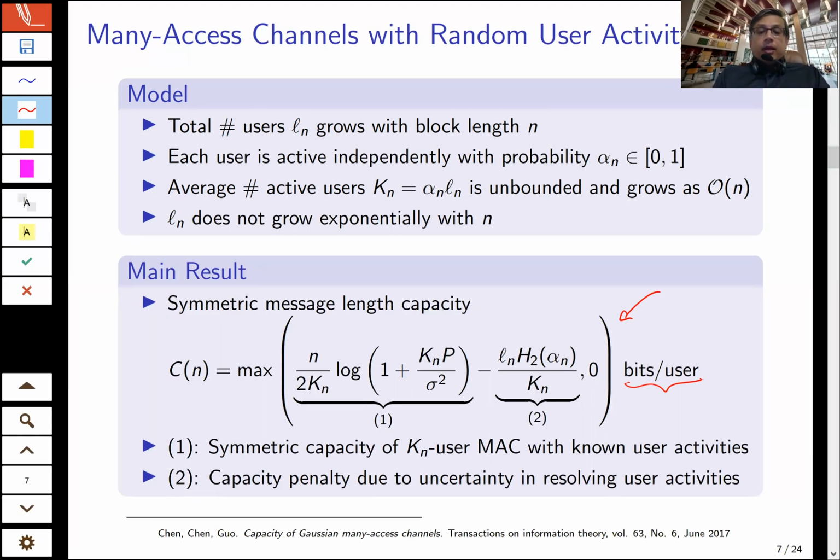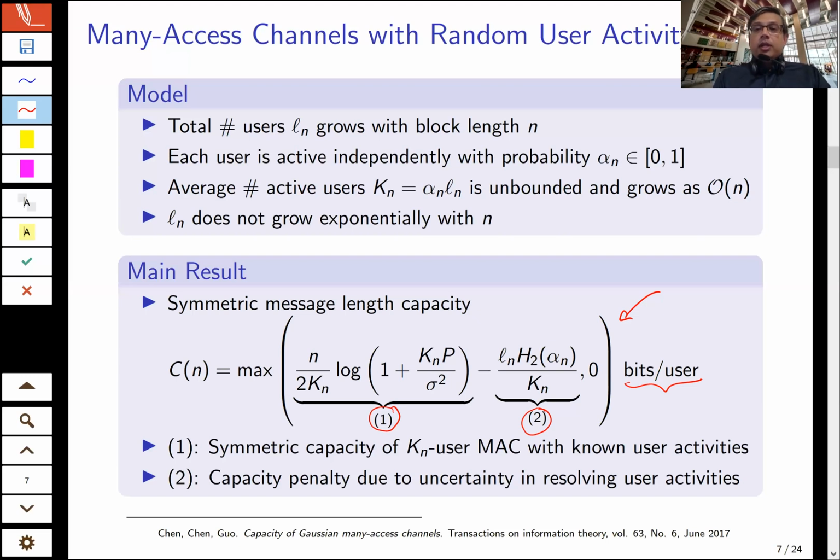So it says that the capacity, the first part of what's inside the max, has two terms. The first term, if you look at it, is exactly the capacity of the k_n user multiple access channel. This is the traditional Gaussian MAC capacity. But there is a penalty which is given by the second term here. And the penalty comes from the fact that we didn't assume that the user identities were already revealed to the decoder, and the users will have to somehow convey this information. And how much information do you have to convey to be able to resolve these identities?